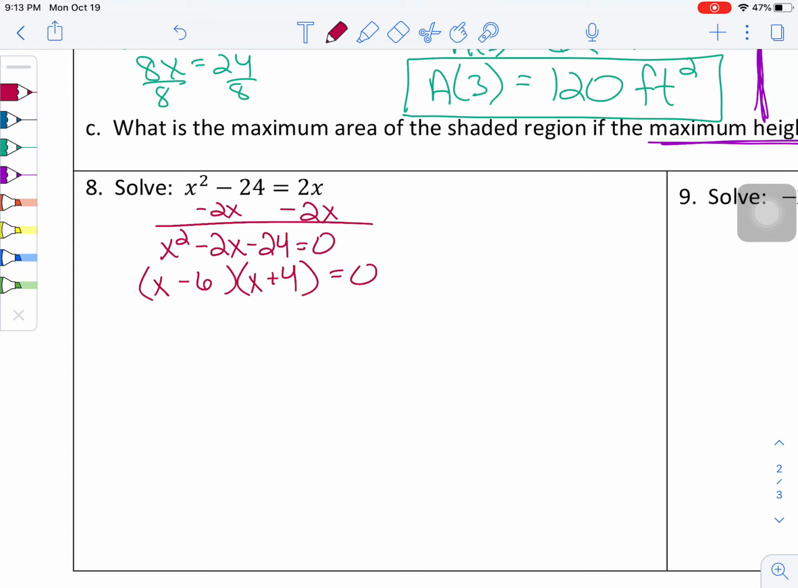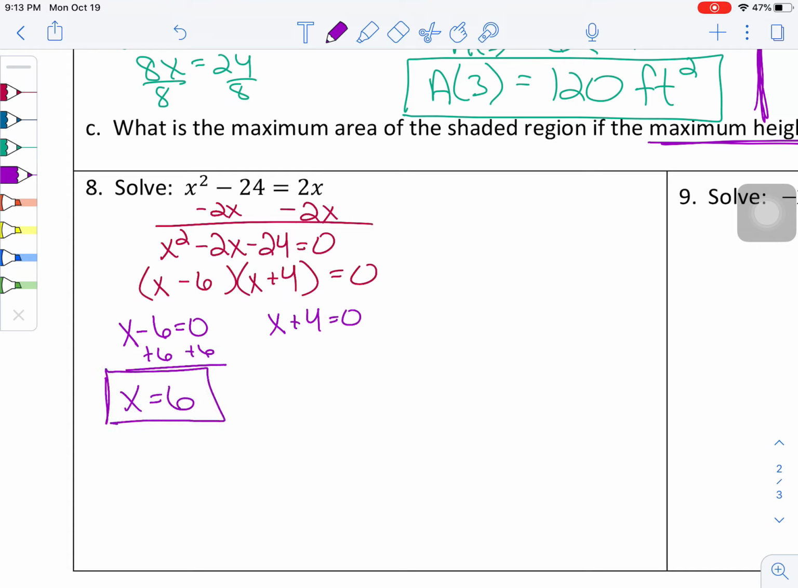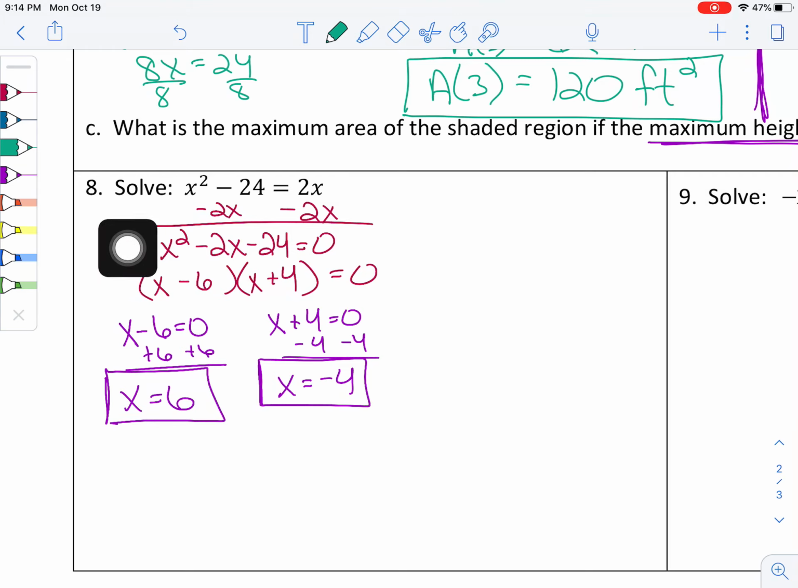So now, just like we did those zeros in the last video, I'm going to take each one of these factors, set it equal to 0, and I'm going to solve it. So x minus 6, let's go ahead and add 6 to both sides. That gives me x is equal to 6. So there's one of my solutions. I'm going to subtract 4 from both sides. X is equal to -4. There is my other solution. All right, so that's problem number 8. You could have taken it to standard form here and then used the quadratic formula with a is equal to 1, b is equal to -2, and c is equal to -24. Totally up to you. I find the factoring in that one to be pretty quick.